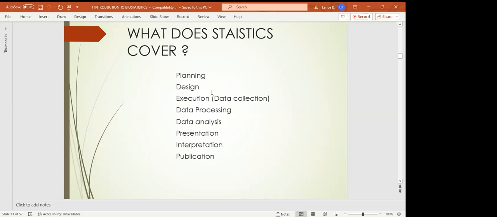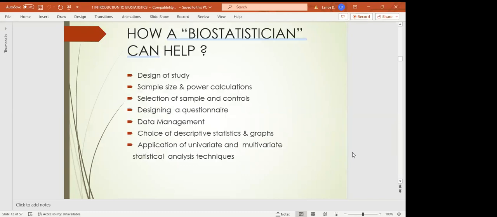We'd have to look at the design of the research. We'd have to look at execution of it, how the information is collected. We'd have to look at data processing in terms of how the data is processed, what you do with the data when you get it, analysis of the data, presentation of it, interpretation of it as well. And finally, very important, the publication of said data that you collect.